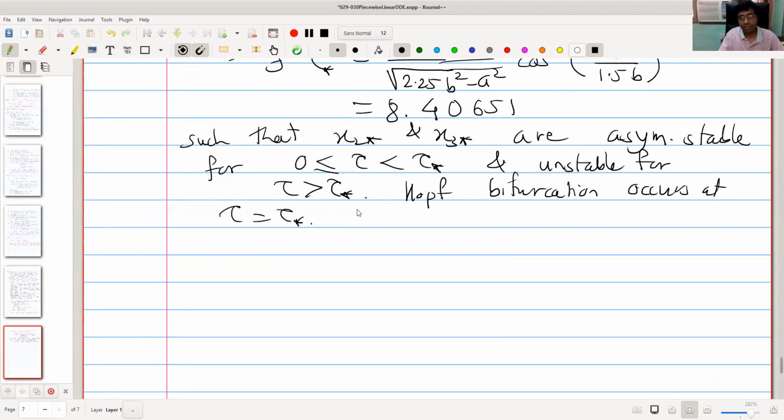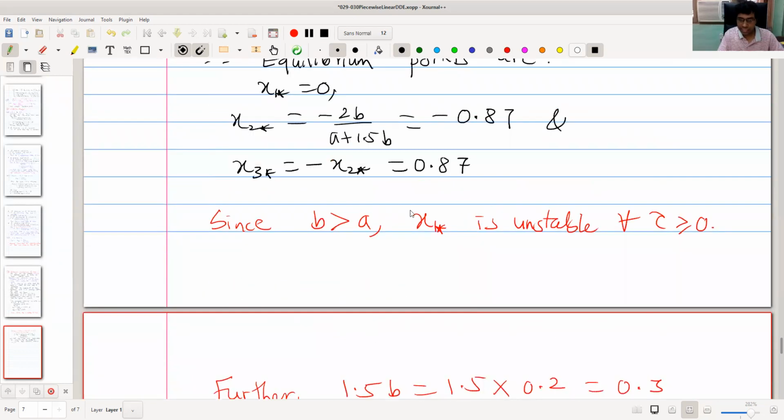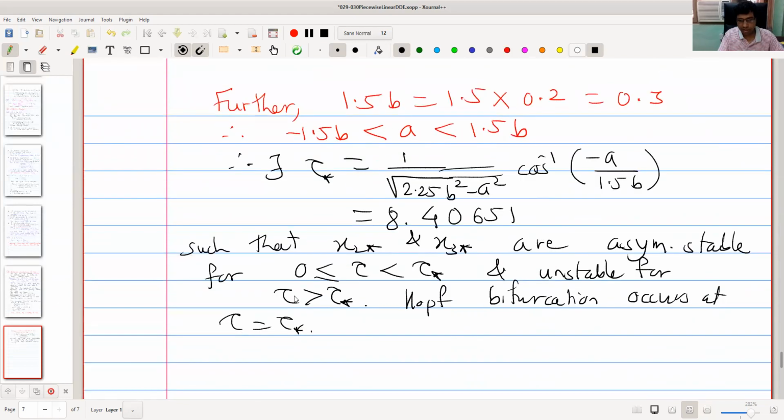So when can we expect chaos? If all these three equilibrium points are unstable. x1 star is always unstable, so we need to take tau greater than tau star. Remember that tau greater than tau star does not imply chaos. There may exist some value of tau greater than tau star for which chaos exists. Otherwise, we can only say the equilibrium point is unstable. Unstable need not be chaotic.